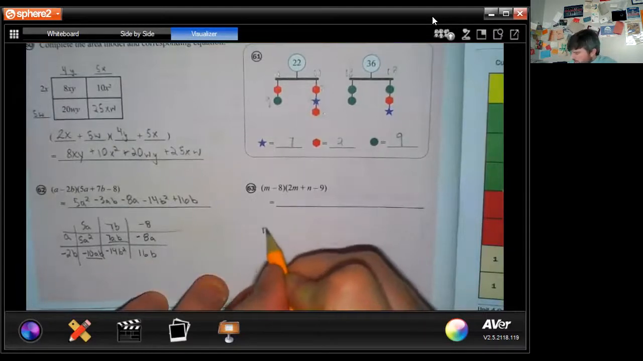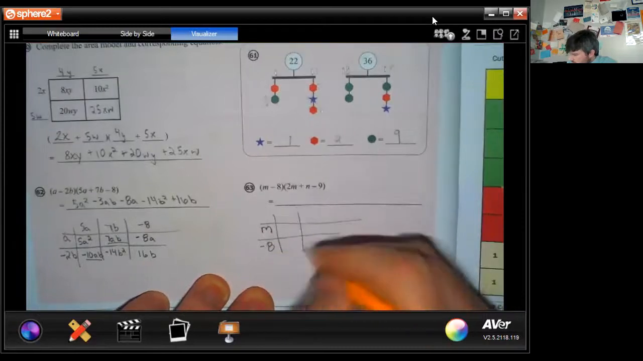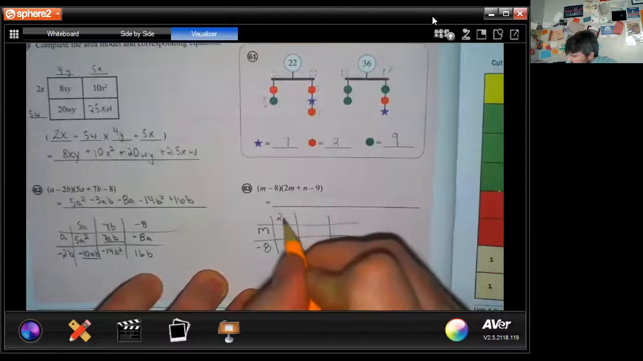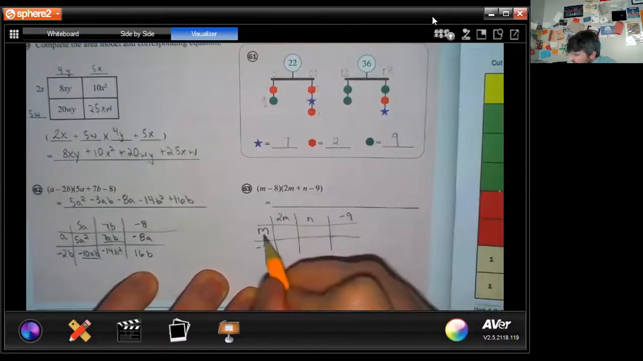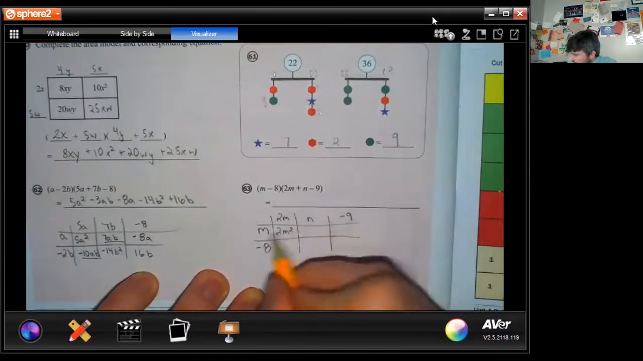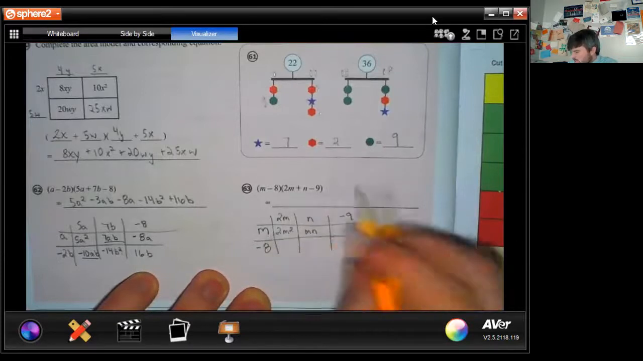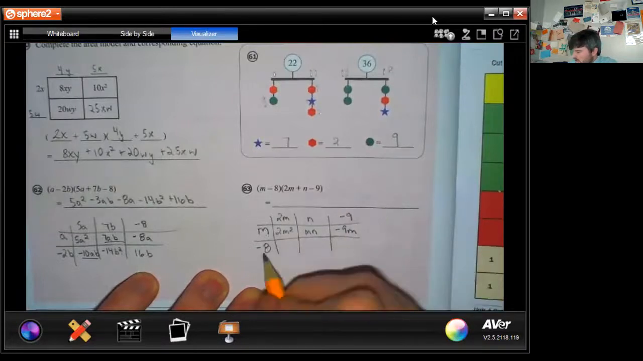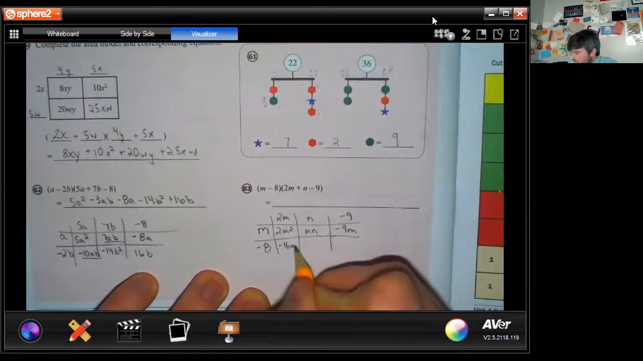So we have an m and negative 8. So we have 2m, n, and negative 9. So 2m and m would be 2m squared. M times n would be mn. M times negative 9 would be negative 9m. Negative 8 times 2m, negative 16m.